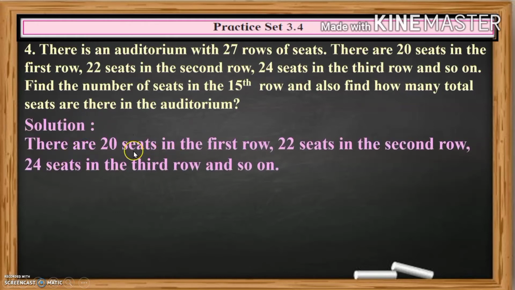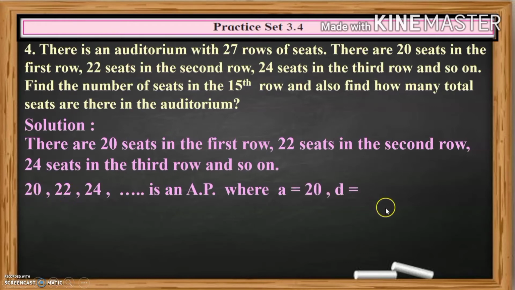We start with the solution in this manner, as what is given. So again the number of seats are forming an AP. 20, 22, 24 is an AP where A is equal to 20 and D will be 22 minus 20 equal to 2. So we have got A, we have got D. Now you have to find out how many seats are there in the 15th row. That means 15th row means you have to find T15.